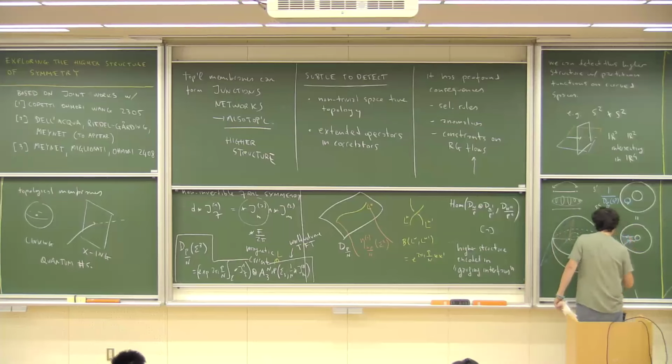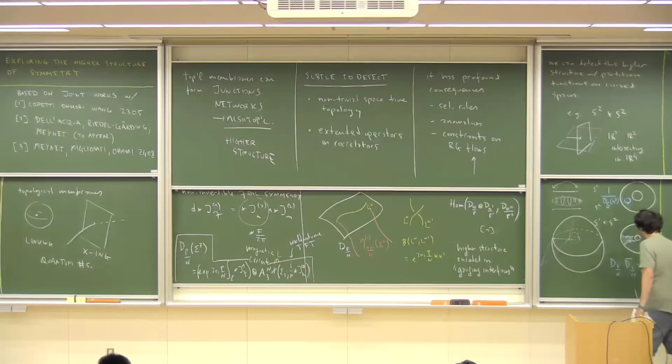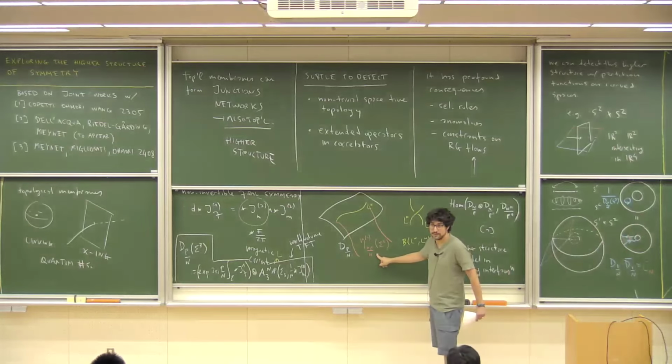But I'm using the fact that, let's do the simplified version to avoid problems with normalization. This is equal to this. And this red gadget is a condensate of this one-form symmetry. Okay.